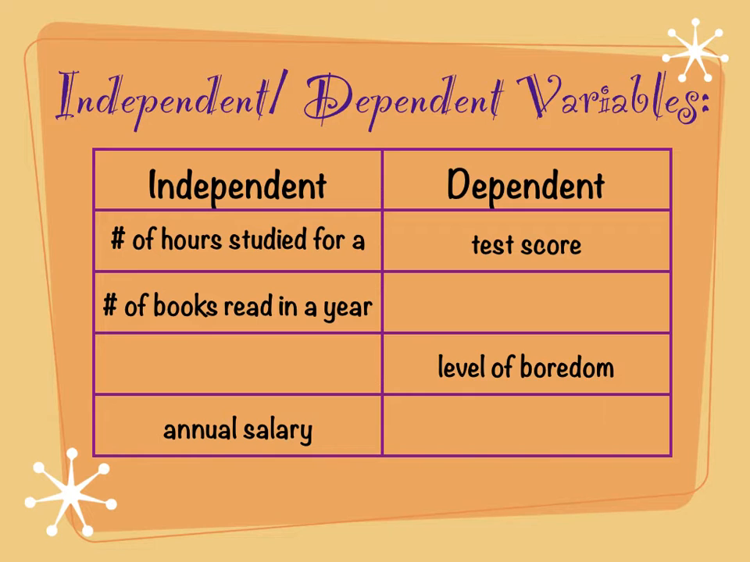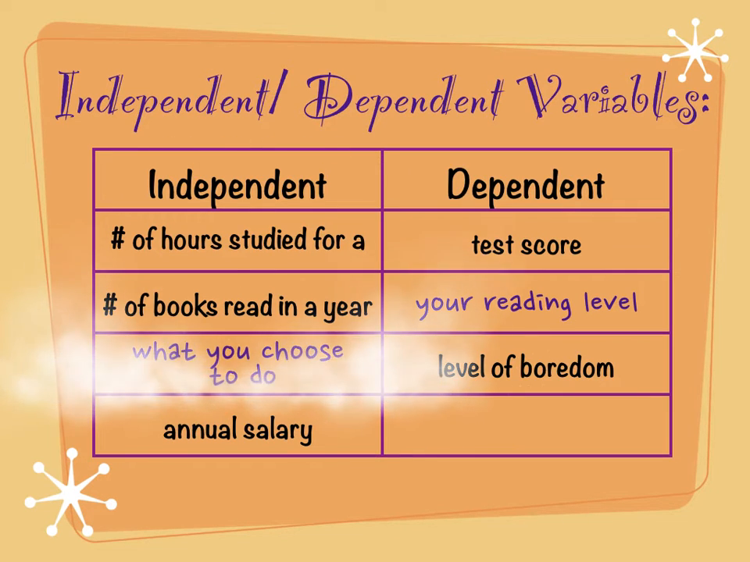If an independent variable is the number of books read in a year, the dependent variable might be your reading level. So the more you read, the higher your reading level is. A dependent variable might be your level of boredom or how bored you are. Your independent variable would be what you choose to do. So if you choose to sit on the couch and watch TV, you might be bored. If you choose to get up and go play outside, you might be less bored. You have the choice of what to do, and then your level of boredom is going to depend on that.